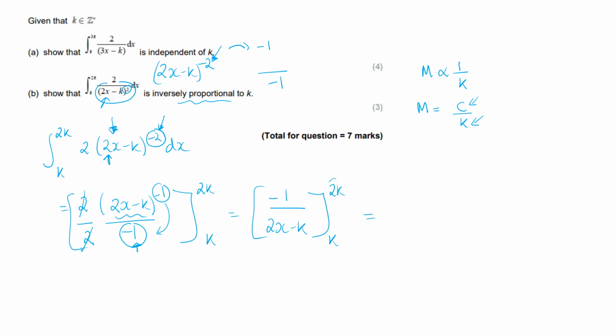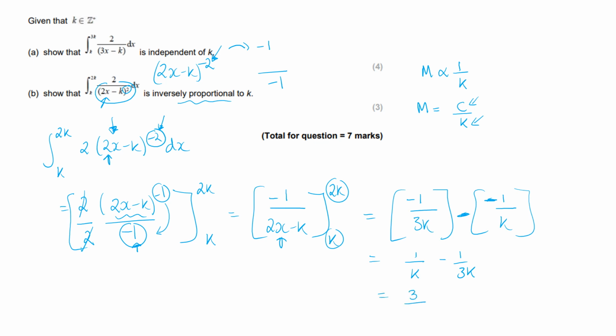Now putting my limits in, putting the upper limit in first, it'll be minus 1 over, when x is 2k, you're going to get 4k minus 1k, which will be 3k. Minus, put the lower limit in, sorry, it's minus 1 over 2k minus k, which will be k. Now this minus and this minus in the middle is going to give me a plus, so that's going to be 1 over k minus 1 over 3k. Now making 3k the common denominator, that's going to be 3 over 3k minus 1 over 3k, which is 3 minus 1, 2/3 over k. So now we've got it in the form where we've got a constant and that 1 over k, so we have actually done it.